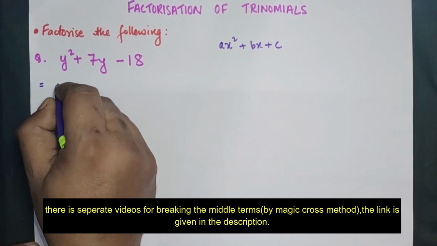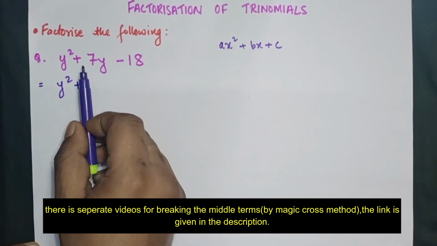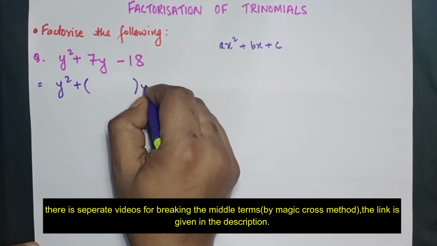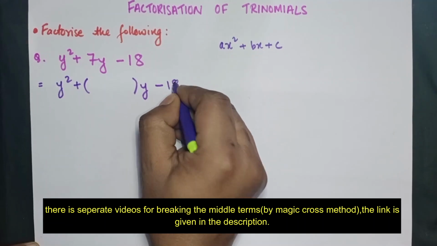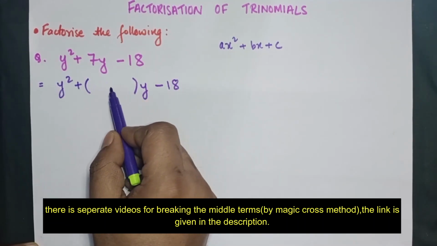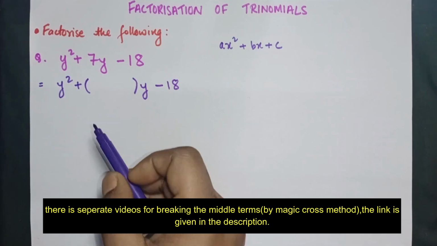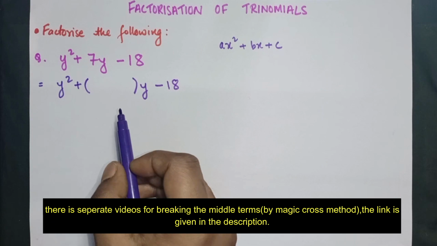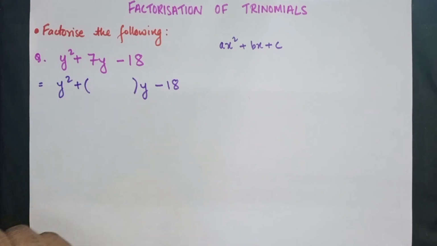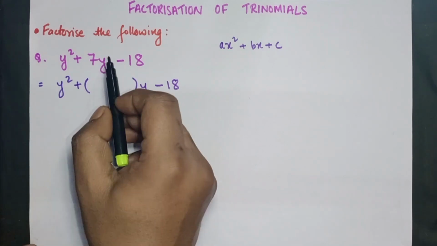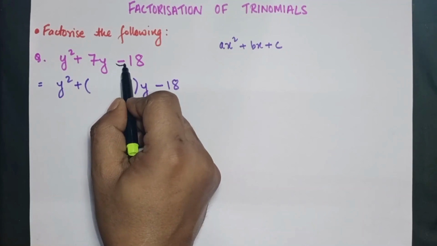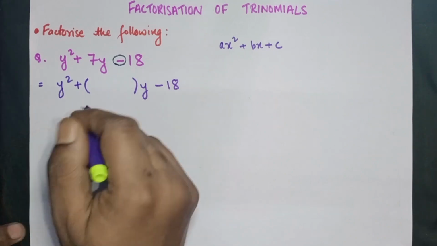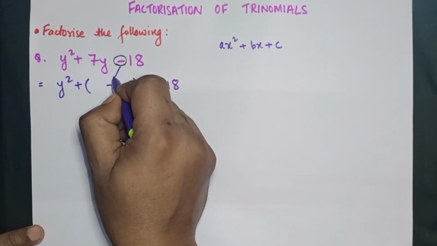So we can write y square plus this 7 will break in two parts like this, and this y will come this side, and minus 18. So we are splitting this in two parts. I have made a video on breaking the middle term. The link will be given in the description. You can go through that also. Now the first step is, you can see here, if this is minus, it should be minus in the middle also; if it is plus, in the middle also it will be plus. So this has to come minus.